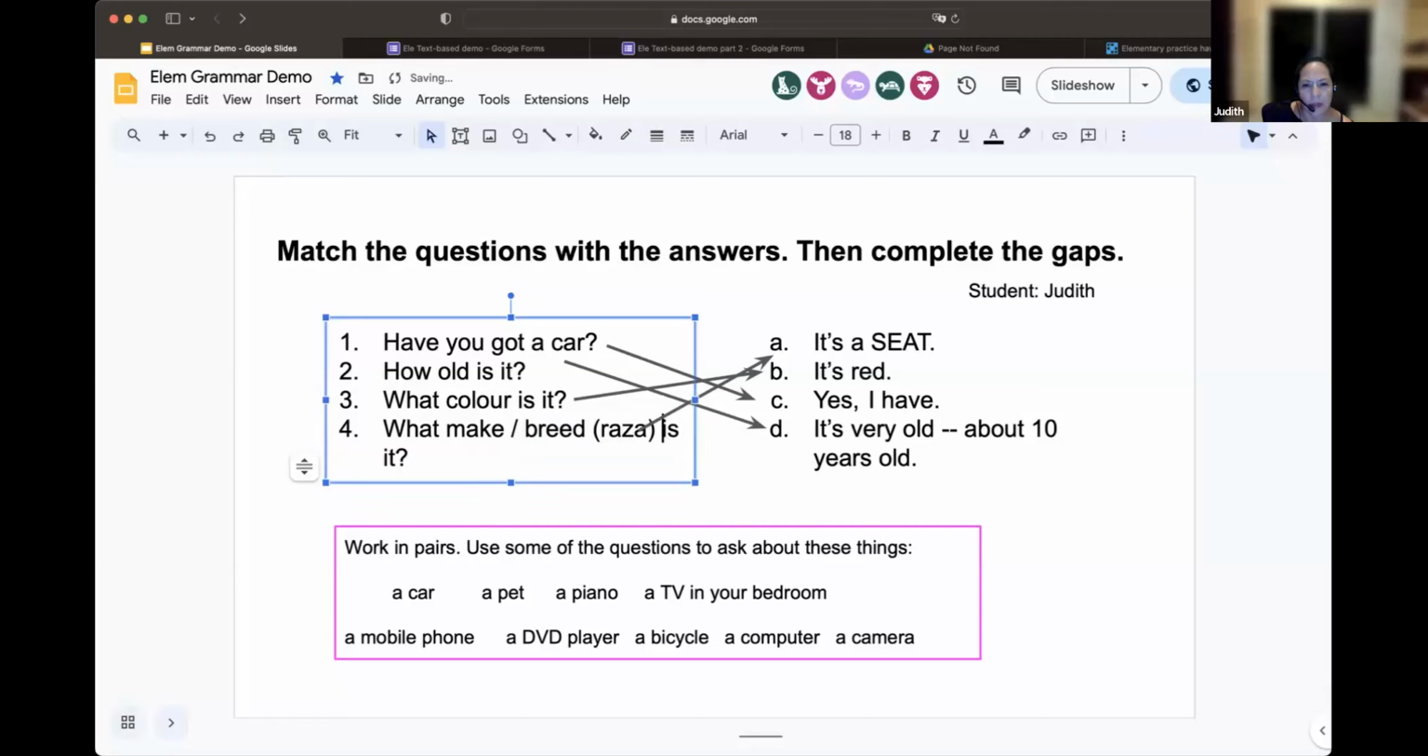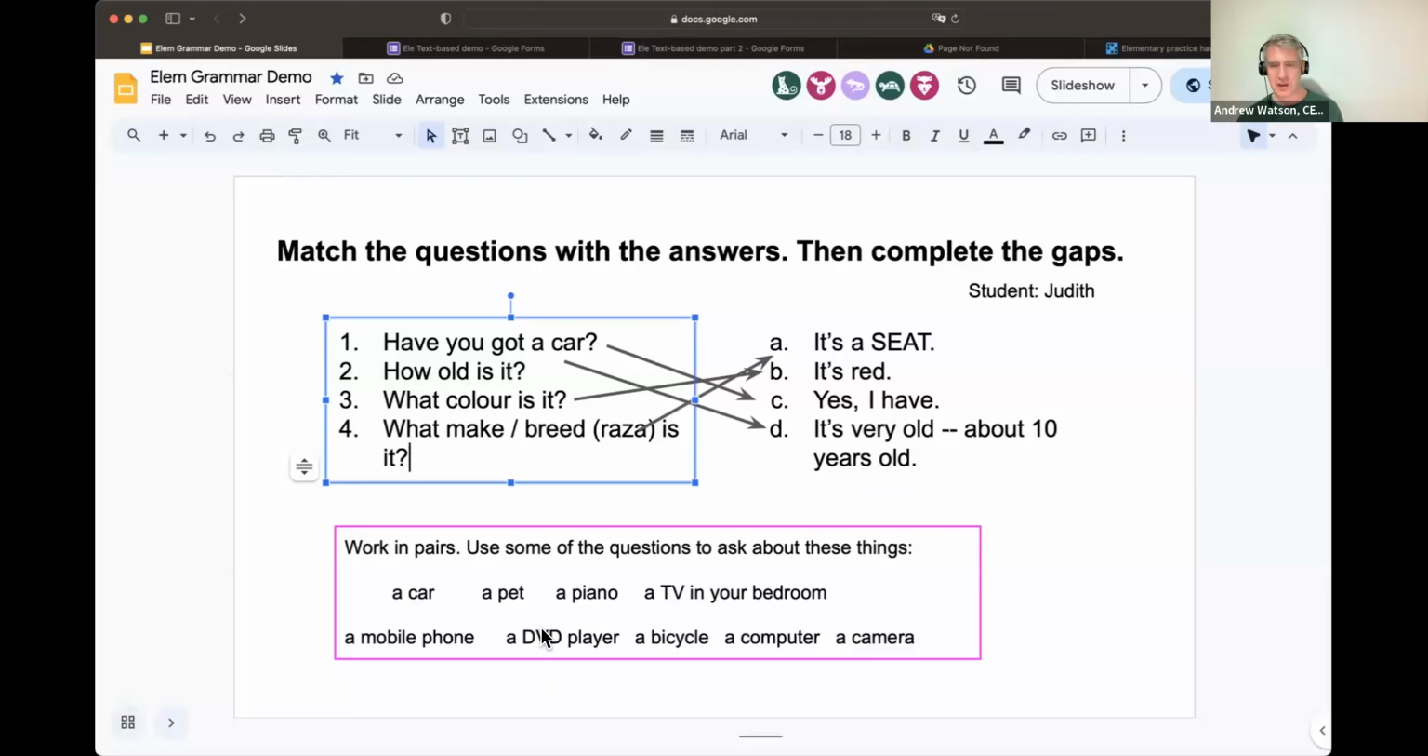Yes, so breed is like raza. So if we're talking about your pets, then you can say, what breed is your dog or what breed is your cat? Or your parrot, whichever animal you have. All right, so I'd like you to work in pairs and use these questions to ask about these different things. So let me start.